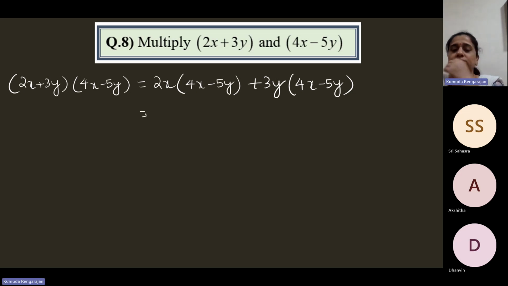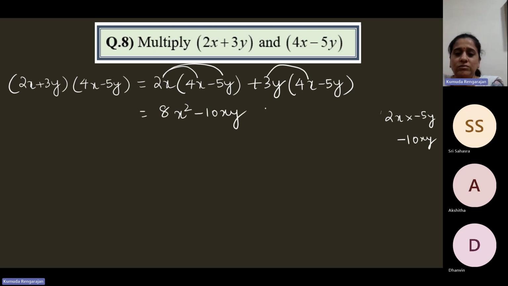Okay. Now we know this. 2x into 4x. 8x. 2 4s are 8. X into x. What is x into x? 8x square. X to the power 1 into x to the power 1. 1 plus 1, 2. Then multiply this and this. Minus 10x, sign. Because it's plus 2. Plus 2 it is. See, you will have to multiply 2x into minus 5y. So plus into minus minus. 5 2s are 10xy. Minus 10xy.